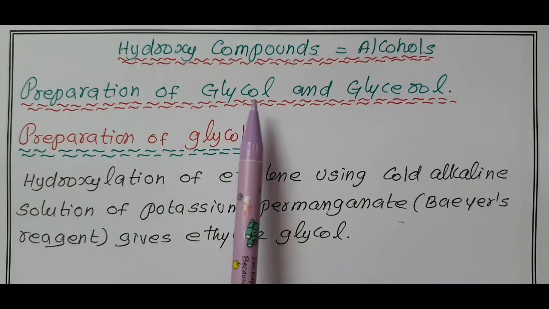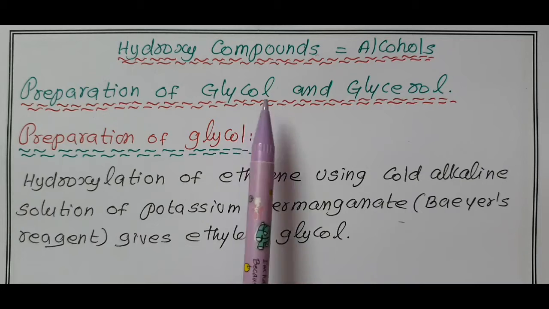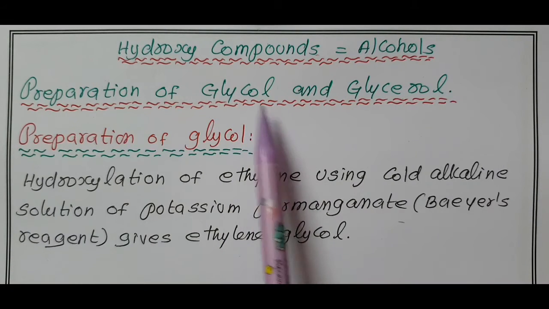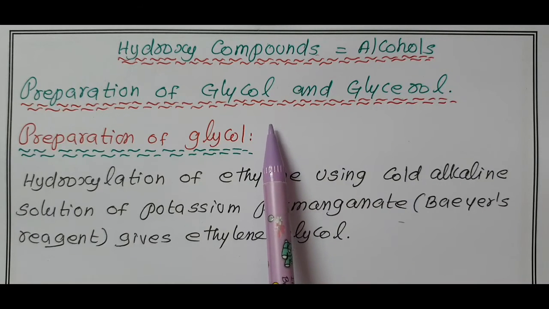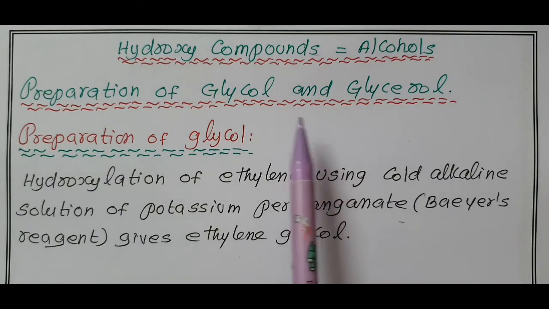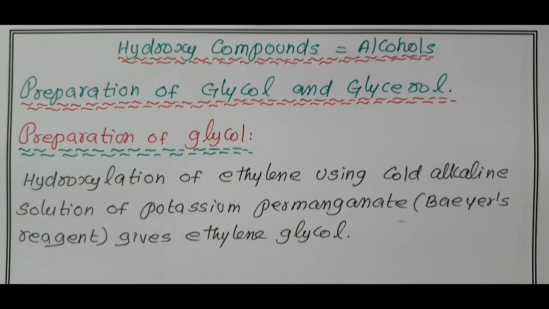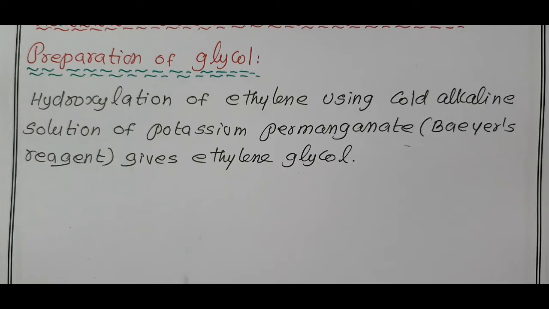What is meant by dihydric alcohol? If two OH groups are attached to different carbon atoms, it is called dihydric alcohol. If two OH groups are attached to the same carbon atom, that is called a gem-diol, which is unstable, and it immediately loses one molecule of water and gives a carbonyl compound. Therefore, the two OH groups are attached to different carbon atoms. One of the main examples of dihydric alcohol is simply called glycol.